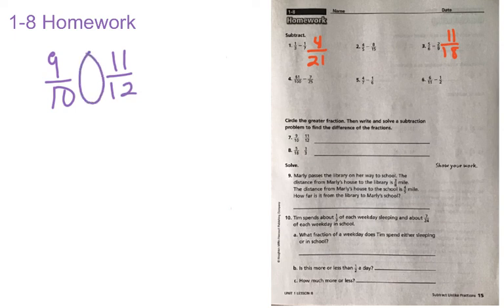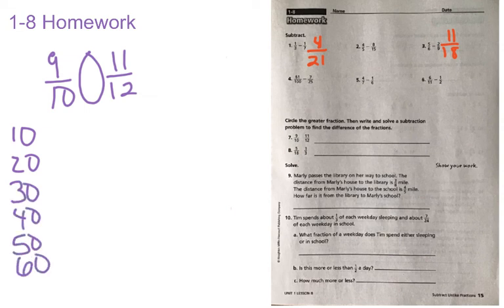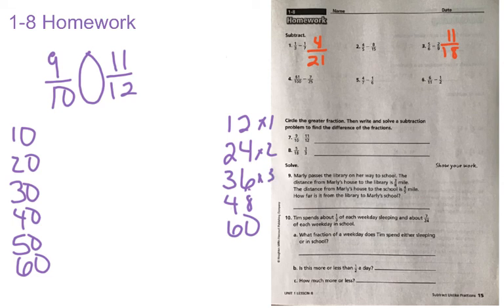First thing we have to do is find our common denominator. And we know that all the multiples of 10, we go 10, 20, 30, 40, 50, 60. And 12, we have 12, 24, 36, 48, and 60. So 12 times 1 is 12, 12 times 2 is 24, 12 times 3 is 36, 12 times 4 is 48, and 12 times 5 is 60. So we know that we have 60, which is a common multiple of both.